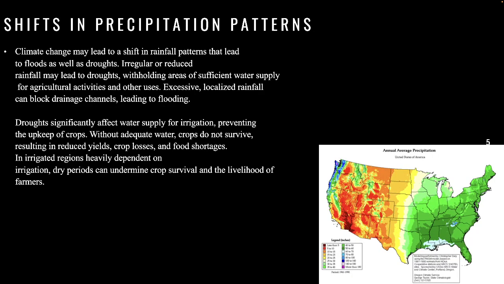Shift in precipitation patterns. Climate change may lead to a shift in rainfall patterns that lead to floods as well as droughts. Irregular or reduced rainfall may lead to droughts, withholding sufficient water supply for agricultural activities and other uses. Excessive local rainfall can block drainage channels, leading to flooding. Droughts significantly affect water supply for irrigation, preventing the upkeep of crops without adequate water. Crops do not survive, resulting in reduced yields, crop losses, and food shortages. In irrigated regions heavily dependent on irrigation, dry periods can undermine crop survival and the livelihood of farmers.